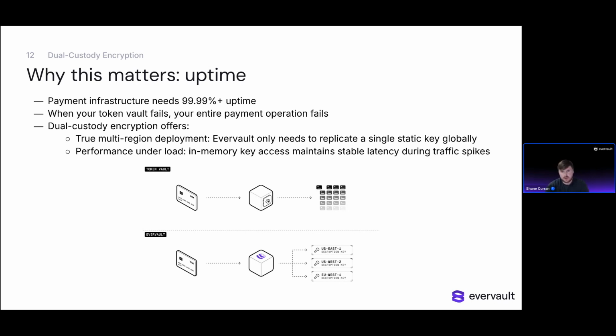With dual custody encryption, because the key is just maintained in memory, if there's one request or 10,000 requests, the latency doesn't change at all, because there is no third-party network request to a database that gets bottlenecked by the load or any of the throughput that's happening. So you get much better guarantees around consistent latency and performance, no matter how big your business is.